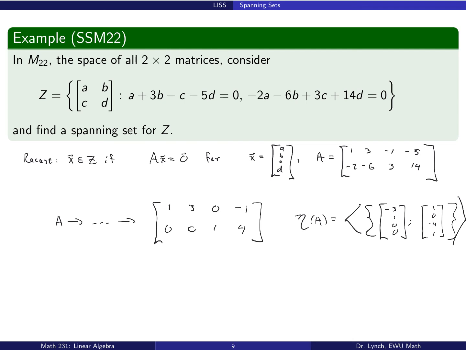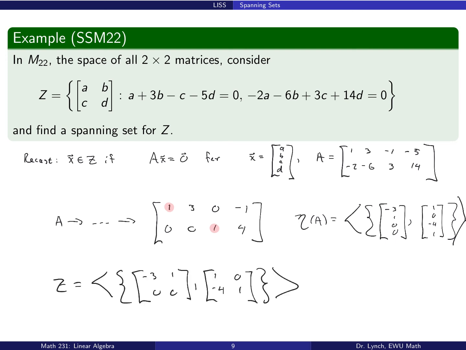Okay, so when we reduce A to its reduced row echelon form, we can see pretty quickly that it has two pivots. We can identify the span of vectors that gives us a null space, right? Those vectors are (-3, 1, 0, 0) and (1, 0, -4, 1). So we can quickly see that this set is a spanning set for this set Z.